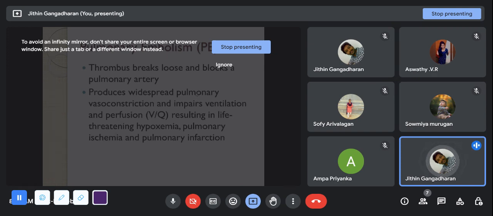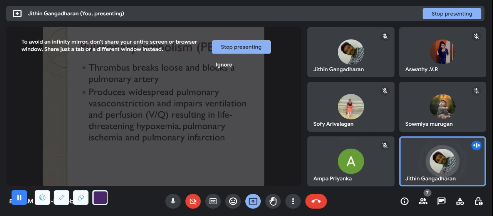The next condition is pulmonary embolism or infarction. See, what is pulmonary embolism? There is an emboli which is simply going through the pulmonary arteries or the pulmonary circulation. That is pulmonary embolism. So there will be a ventilation perfusion mismatch.